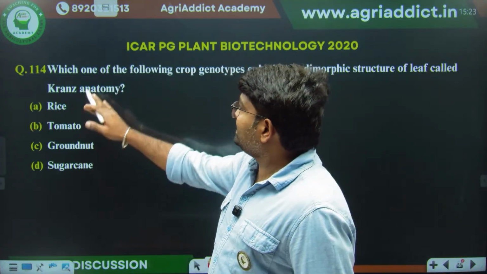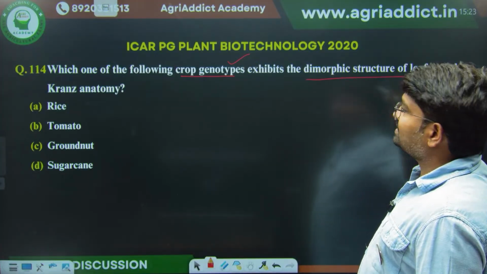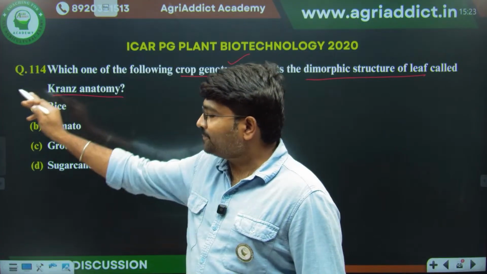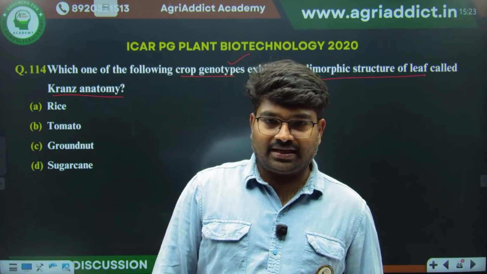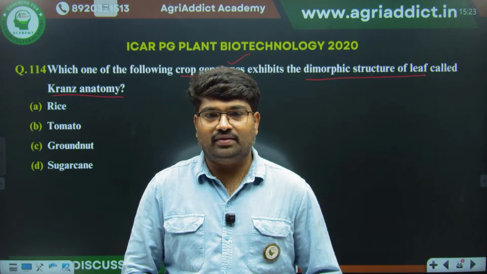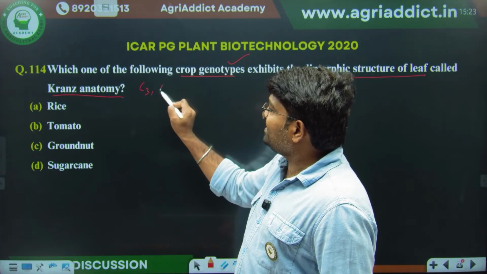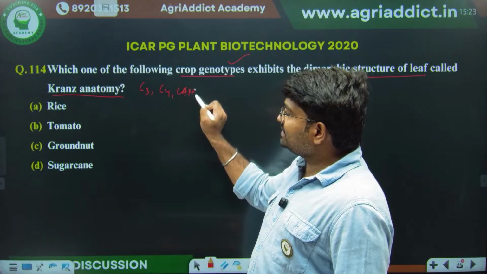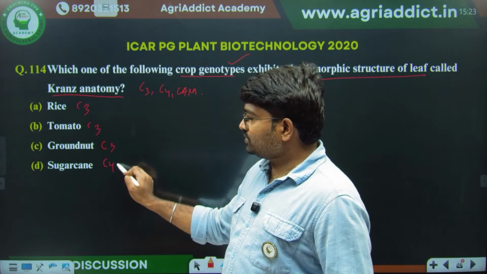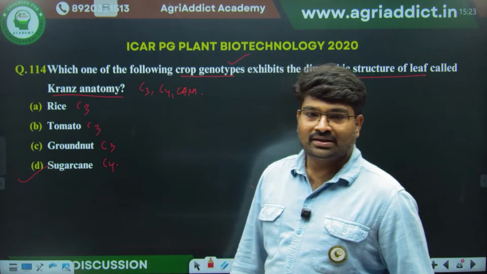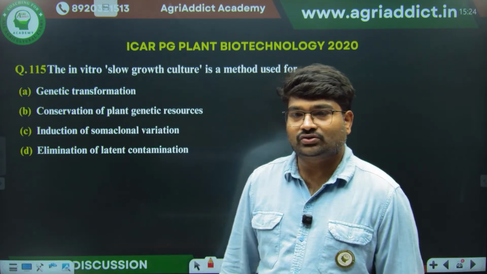Next question. Which of the following crop genotypes exhibit the dimorphic structure of leaf called Kranz anatomy? Kranz anatomy will be present in which type of plant: C3, C4 or CAM? What is the answer? Yes, C4. So Kranz anatomy will be present primarily in C4, sugarcane.